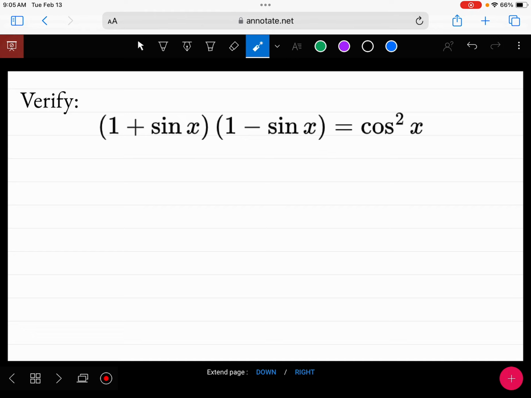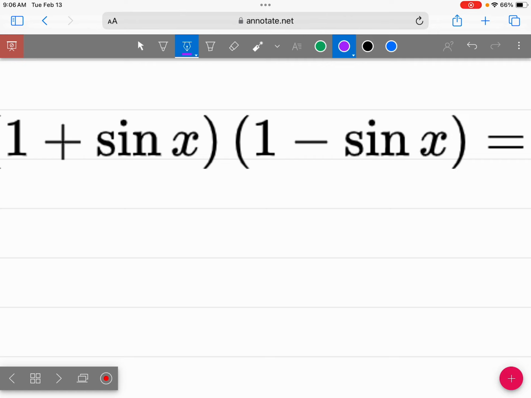Okay. So here's our first one. We've got 1 plus sine of x times 1 minus sine of x, and we want to show that that equals cosine squared of x. So what's our instinct? What's our first thing we could do here? Yeah, distribute, multiply it out.